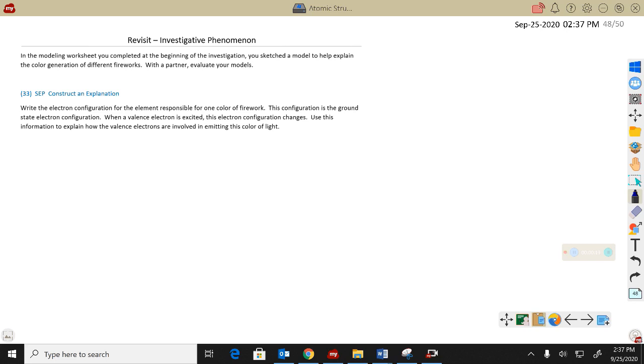So in this number 33, a science and engineering practice on constructing an explanation, says to write the electron configuration for the element responsible for one color of fireworks. And at first you might be like, I don't know. Well, what if I give you a couple hints? We looked at a lot of them in the lab.